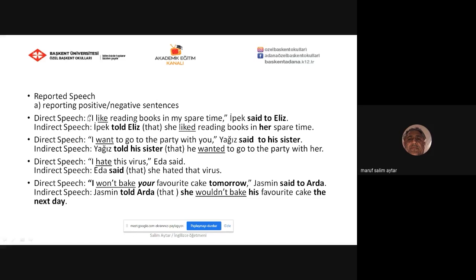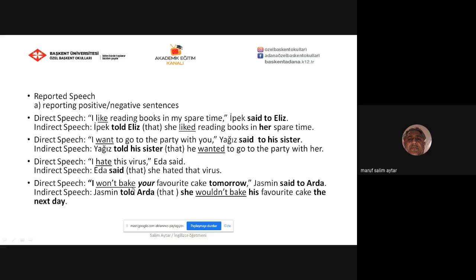One is done in direct speech, in original speech, like in the example: I like reading books in my spare time, İpek said to Alice. It is quite normal, but do not forget that it is the direct speech. It is the original speech. It is what İpek said to Elise in originality. But when you want to report it to somebody, like in the example, you say, İpek told Elise that she liked reading books in her spare time.